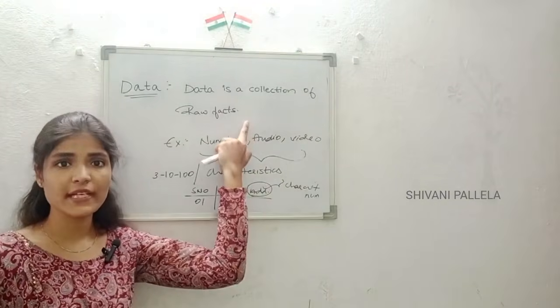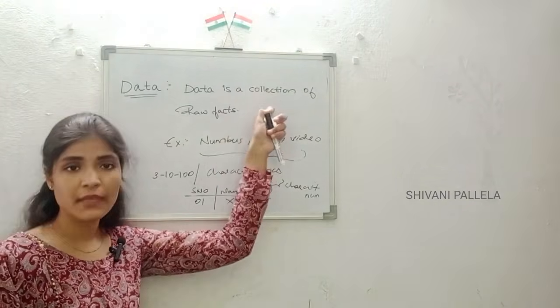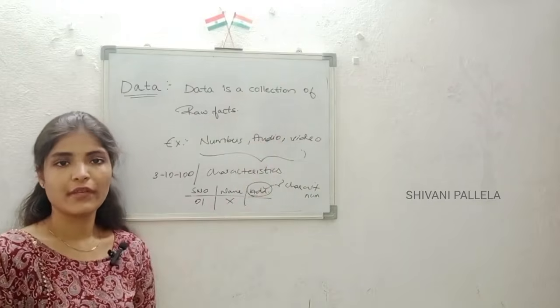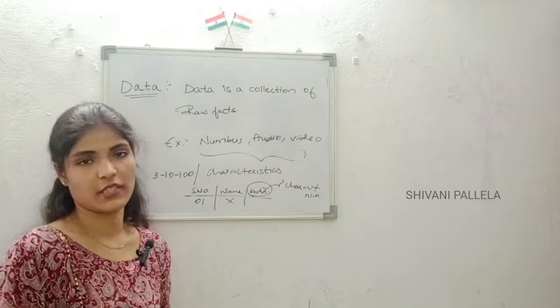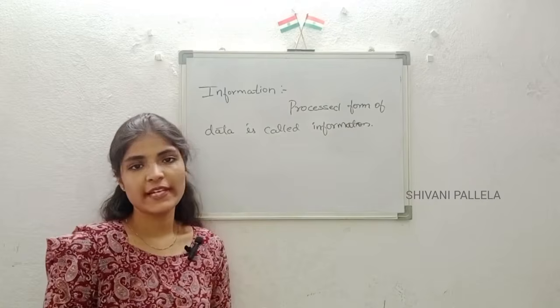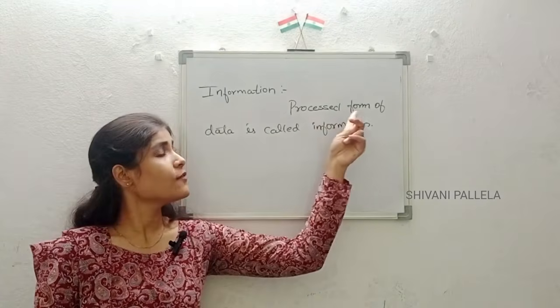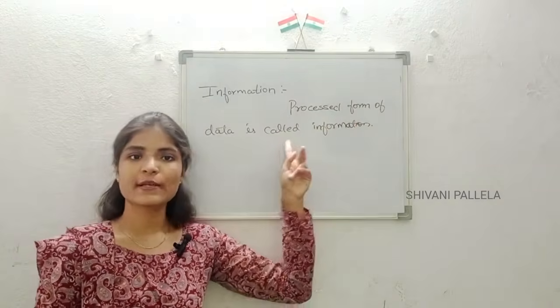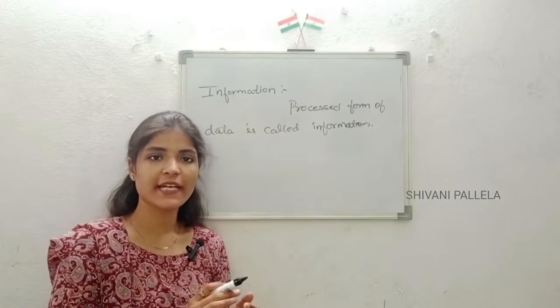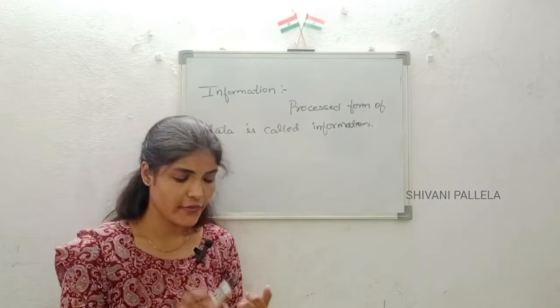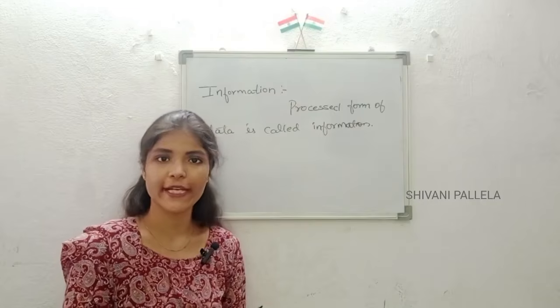It's a small one-line statement, but you should understand the meaning of this data. Okay, so now we will discuss information. What is meant by information? Processed form of data is called information. We are getting the data in numerical form, video, audio and characters.